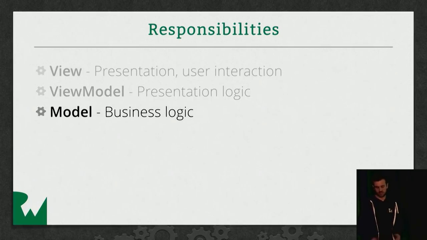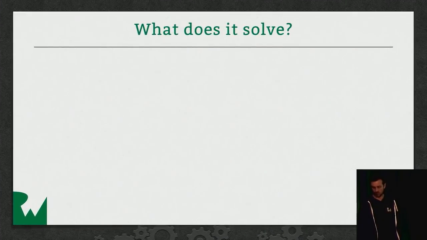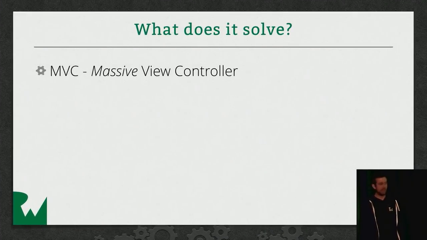You have the model object, that's just business logic. Same thing as MVC, so nothing really changes there. And what is the problem that it's solving? Well, MVC, or the massive view controller, this joke's been done a lot, so don't expect any laughs on that one. But it's really true. MVC has terribly massive view controllers whenever you do it, and it pretty much makes all of our code bases disgusting, and it happens.